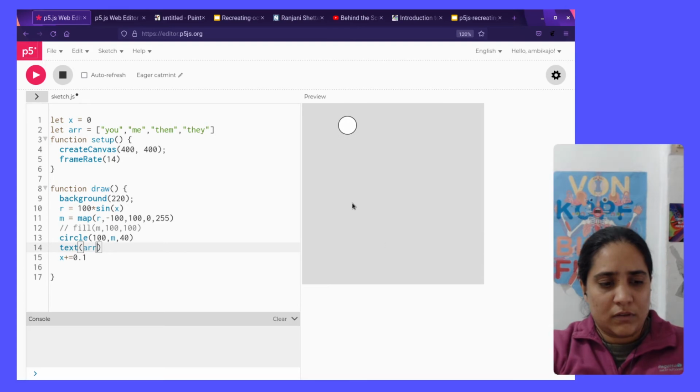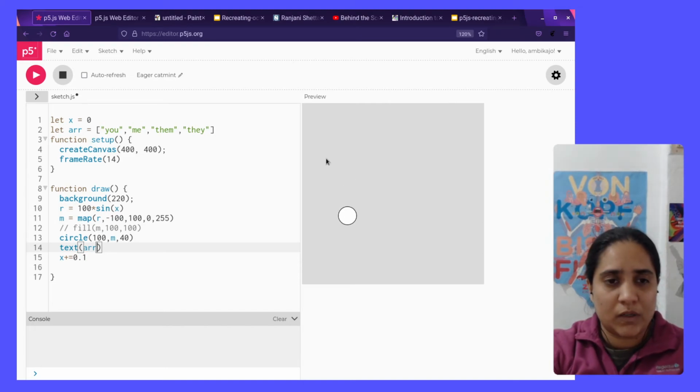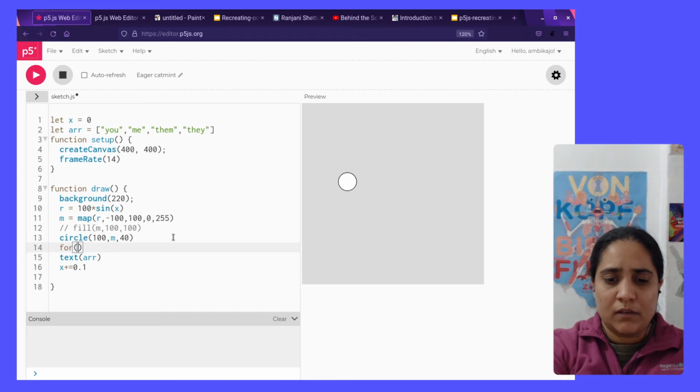Someone had done something very nice in that format. Can't remember now. So perhaps i equals this, and then i is less than the array length.